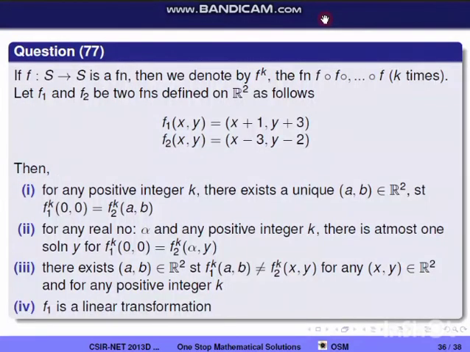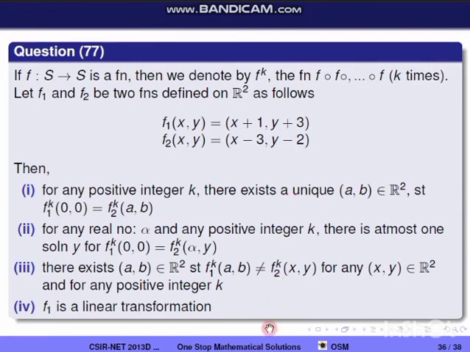Next question, question 77. If f from S to S is a function, then we denote by f bar k the function f composite f for k times. Let f1 and f2 be the functions defined on R square as follows. f1 of xy is equal to x plus 1 comma y plus 3. f2 of xy is equal to x minus 3 comma y minus 2. Then, they have defined two functions here. We have to check which of the options are true.